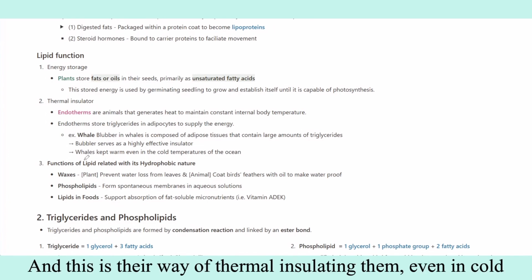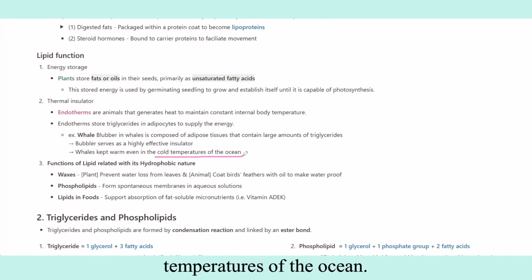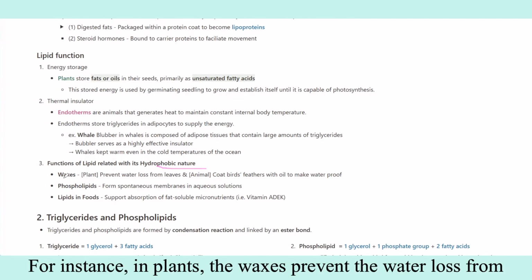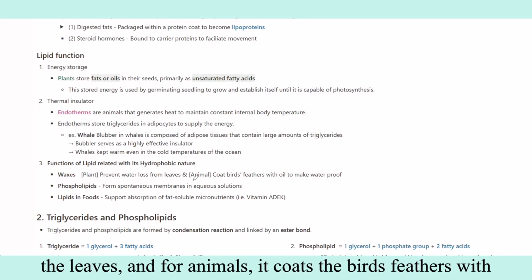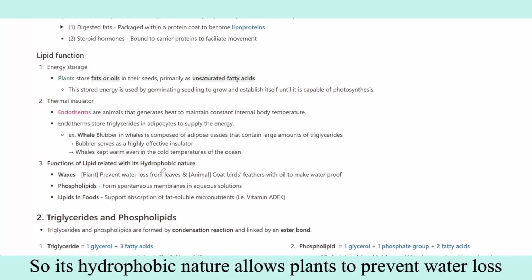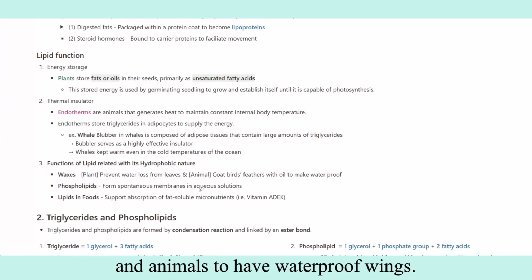And this is their way of thermal insulating them, even in cold temperatures of the ocean. The function of lipid is related to its hydrophobic nature. For instance, in plants, the waxes prevent the water loss from the leaves, and for animals, it coats the bird's feathers with oil to make them waterproof. So its hydrophobic nature allows plants to prevent water loss and animals to have waterproof wings.